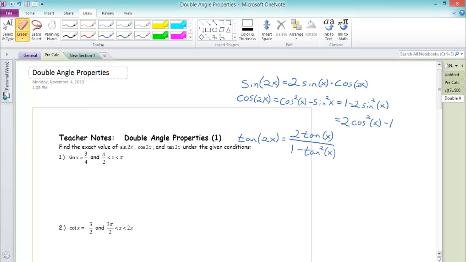Howdy y'all, today we're going to be doing double angle formulas. And like last week, this is just more formulas on your chart.